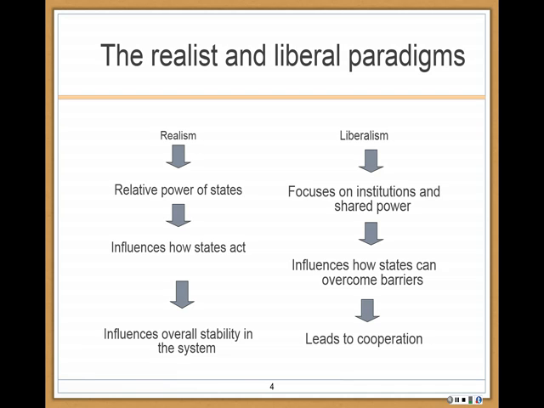And this bipolar system is going to influence how states act. The larger states can act very differently than smaller states. So power leads to a constraint on how states are going to act, and this is going to influence the overall stability in the system. Liberals tend to focus on institutions, like those IGOs and NGOs that I drew, and on shared power. They argue that this helps states overcome the barriers associated with the security dilemma and leads to cooperation. States learn to cooperate through iterative relations. So over time, if they cooperate on one element, they're going to continue to cooperate, particularly in the economic sphere.